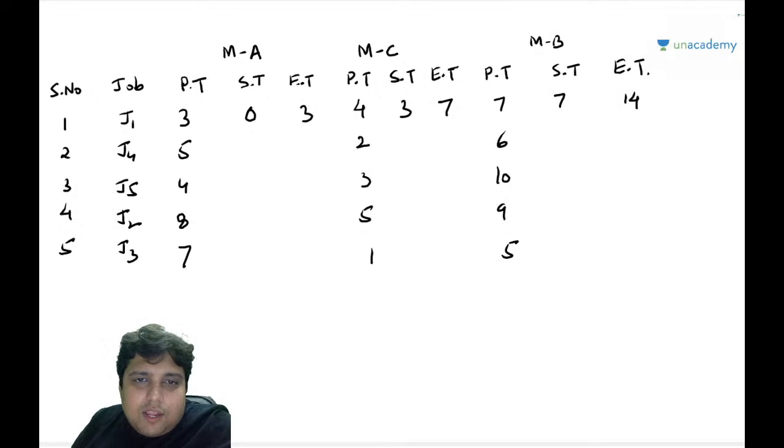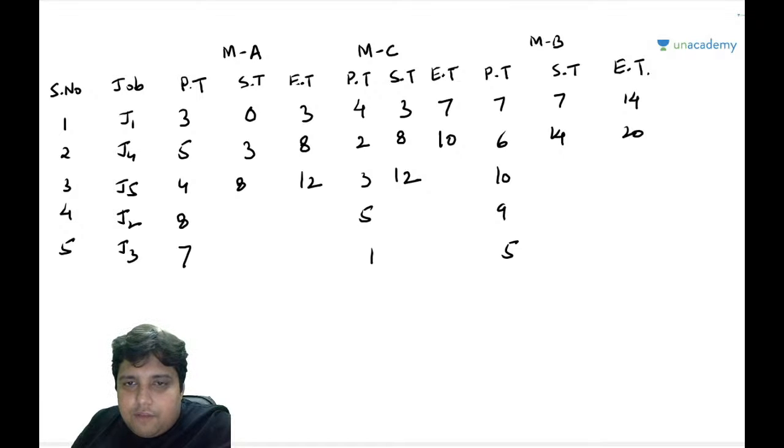Now this will be 3, 8. 3 plus 5, 8. As you can see, the machine is free, but the job has not yet arrived. So 8 plus 2, 10. And in this case, the machine is busy, although the job has arrived. So 14 plus 6, 20. So then 8, 12, again 12, because the job came late, the machine was free. 15, the machine is not yet free, so it has to wait.